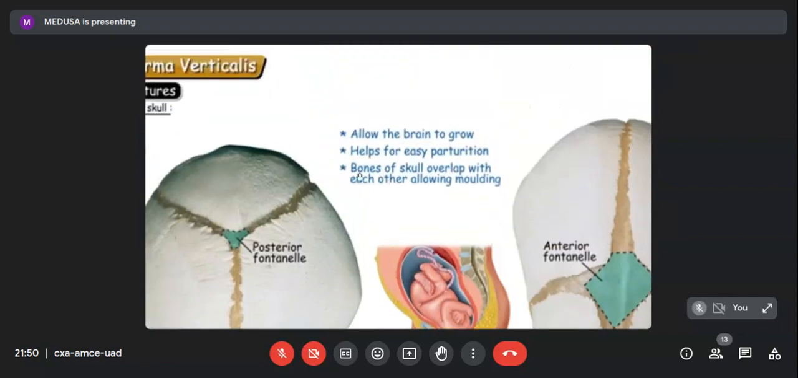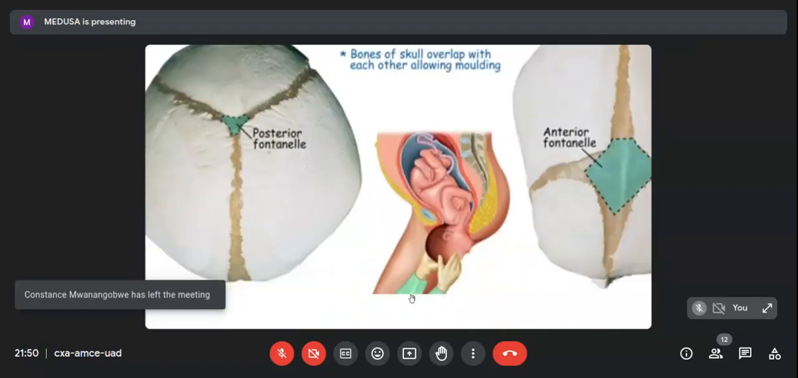And we also need to know that the bones of the skull overlap with each other, allowing molding. What do you mean by molding? Molding is more like panel beating something so that it can be in a good shape.